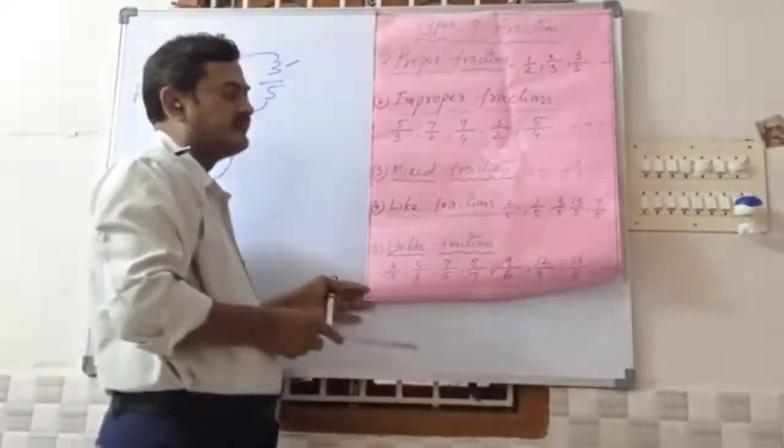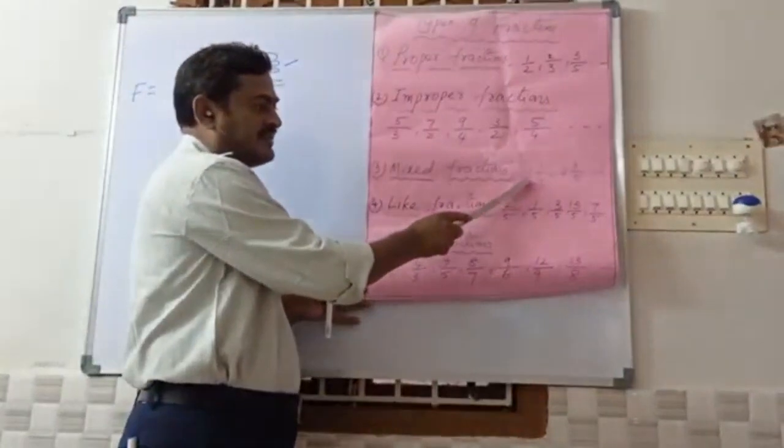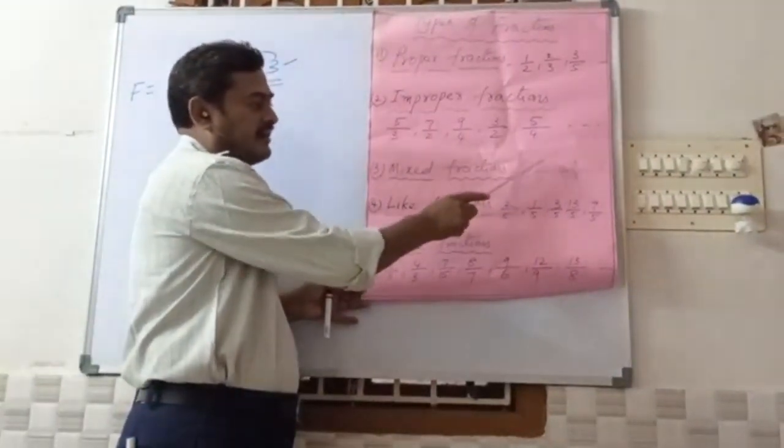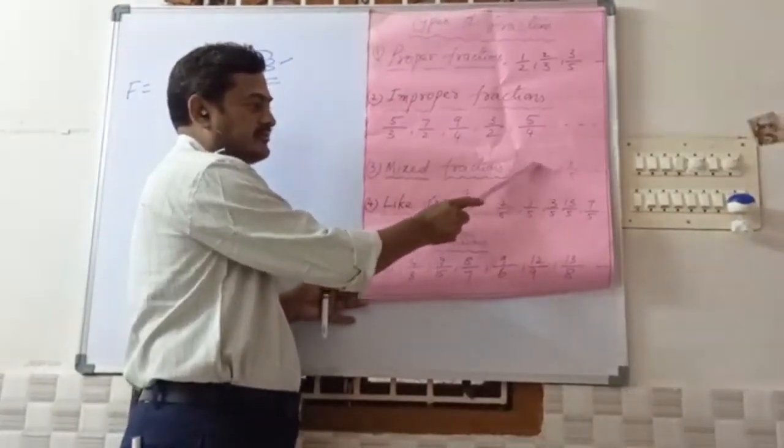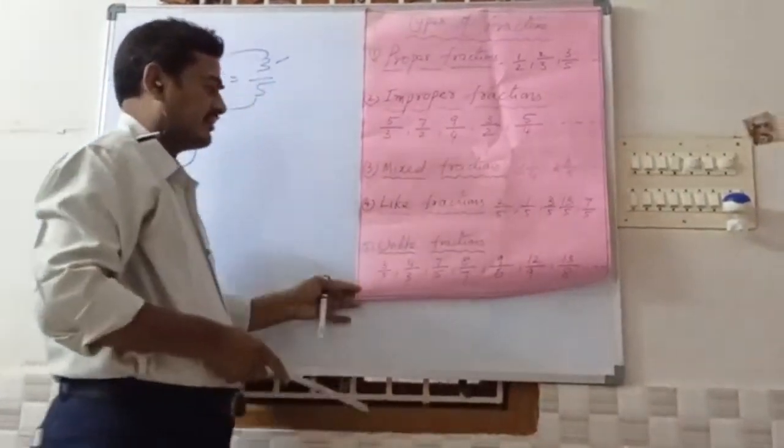Now mixed fraction. How can we define a mixed fraction? A whole number, 3, and a proper fraction, 1 by 4. This is called a mixed fraction.